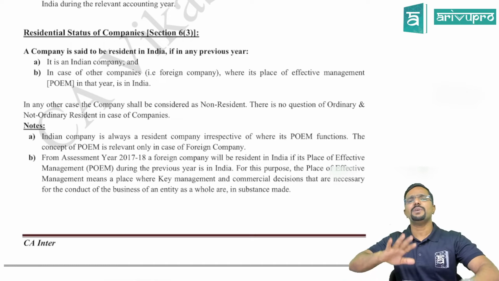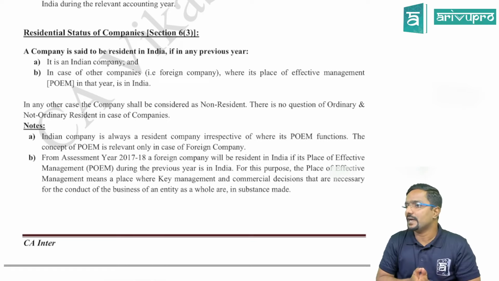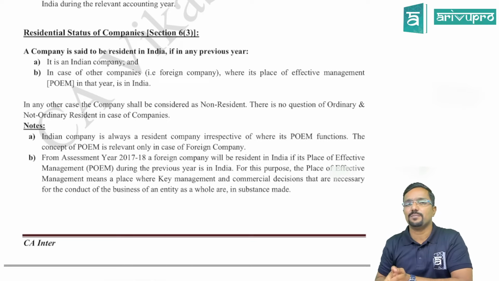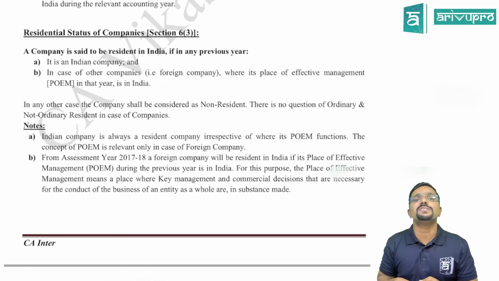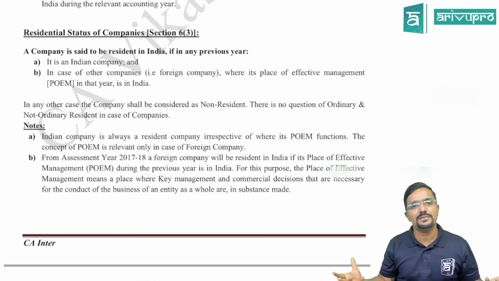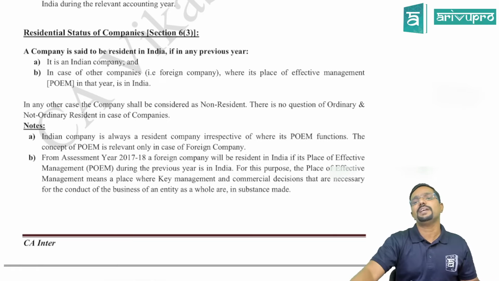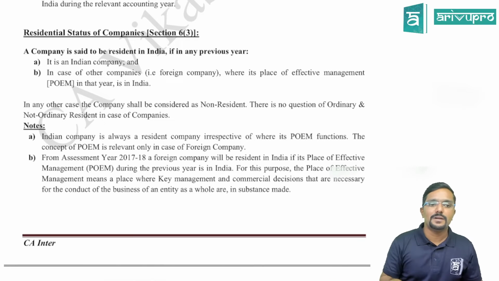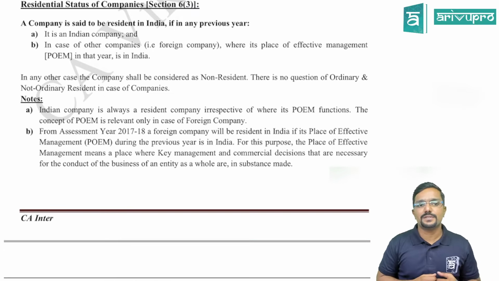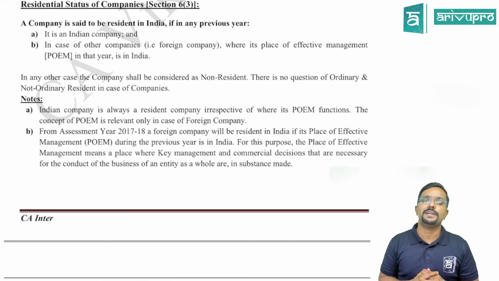So Indian company, no matter where the POEM is or where the decisions are taken, is always resident in India. But when it comes to other than Indian company, which is a foreign company, they will become resident in India only if POEM is in India. POEM means place of effective management, which again means where decisions are taken. In case of companies, decisions are taken where board meetings are held. In any other case, the company shall be considered as non-resident. There is no question of ordinary and not ordinary resident in case of company.